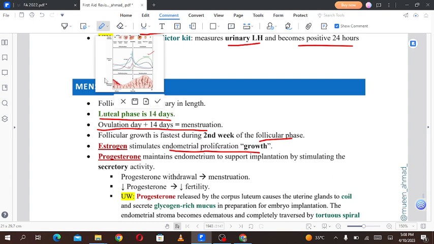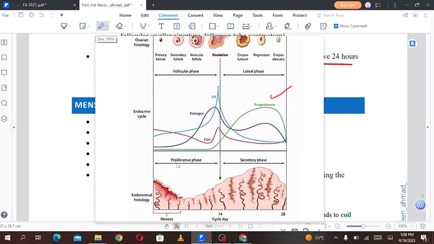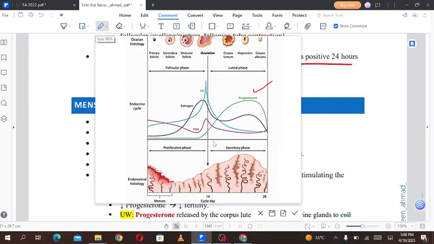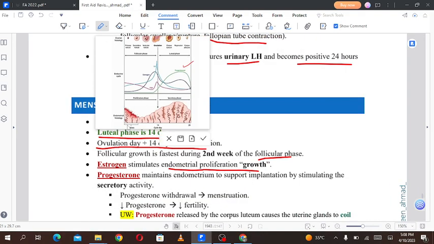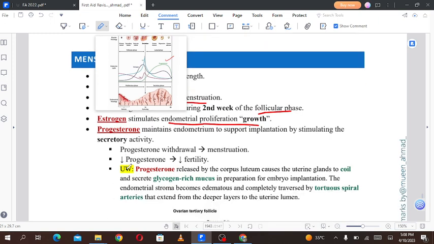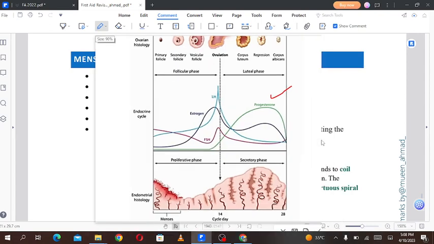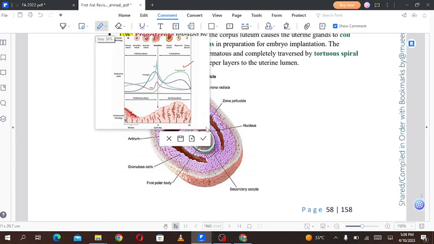As we saw here, the first phase, the proliferative phase, was mediated by estrogen, causing the proliferation. And then we had the secretory phase over here. In the secretory phase, progesterone maintains the endometrium to support implantation by stimulating the secretory activity. Progesterone withdrawal leads to menstruation. As you can see, by the end of the cycle the corpus luteum degenerates and the progesterone level falls, so the menstruation starts. So remember that.